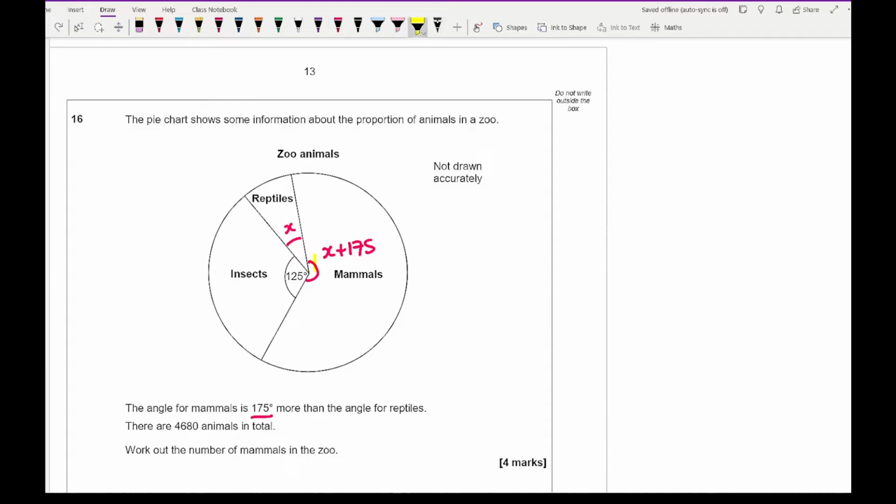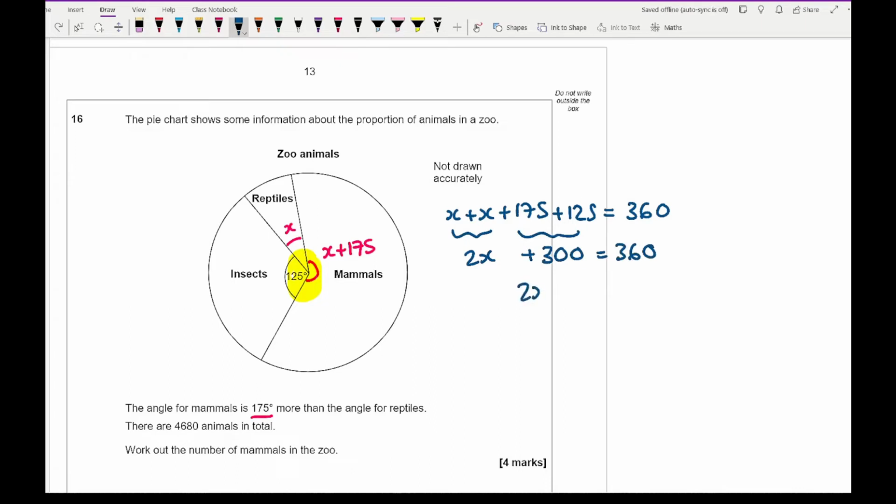Now I also know that angles around a circle add up to 360, so if I add up all of those three angles, I've got x plus 175 plus 125, that equals 360. Now simplifying this, I get 2x, simplifying this, I get 300, in which then I can work out what x is, and x is 30. So then from this, the number of mammals, I can spell it, just about can, is going to be 30 plus 175, which is 205.